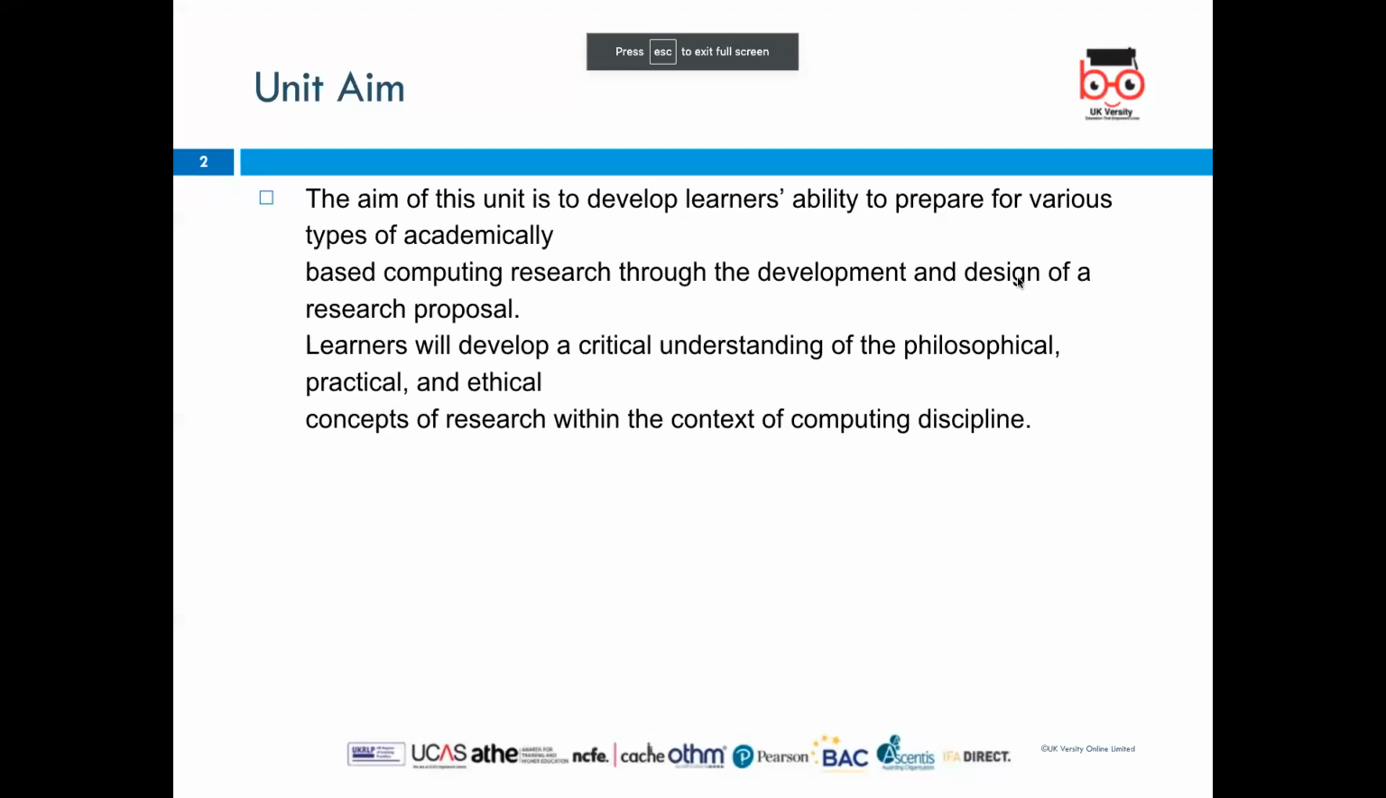So this is the unit aim of the class. We know the aim of this unit because we discussed it in the first class, but just for recap, the aim of this unit is to develop learners' ability to prepare for various types of academically based computer research through the development and design of a research proposal. Learners will develop a critical understanding of the philosophical, practical, and ethical concepts of research within the context of the computing discipline.